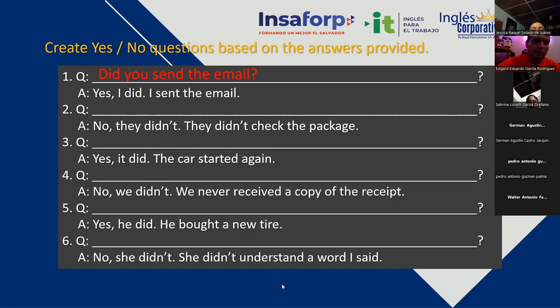Did they check the package? The package, excuse me. Yes, did they check the package? No, they didn't. They didn't check the package. Number three. Teacher, one question. Tell me.